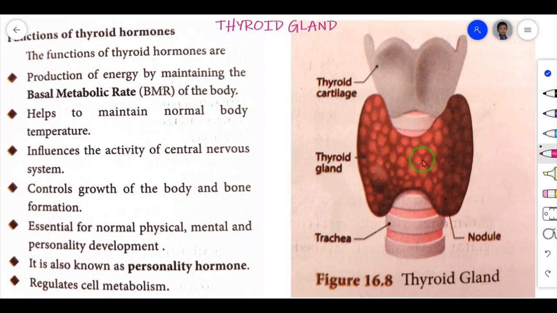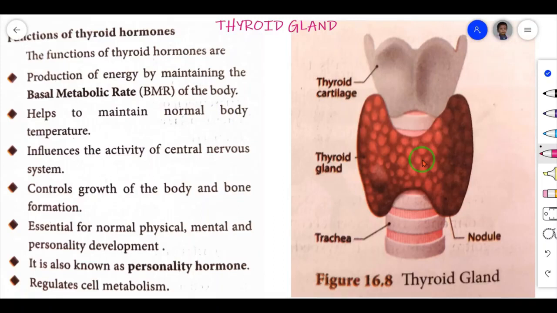The next one: the hormones secreted by the thyroid gland. Which hormones are secreted by the thyroid gland? They are 2 hormones: triiodothyronine, that is T3, and tetraiodothyronine or thyroxine, that is T4.